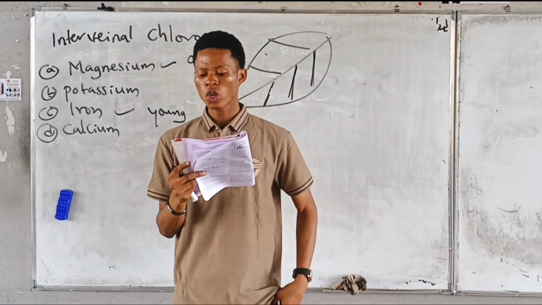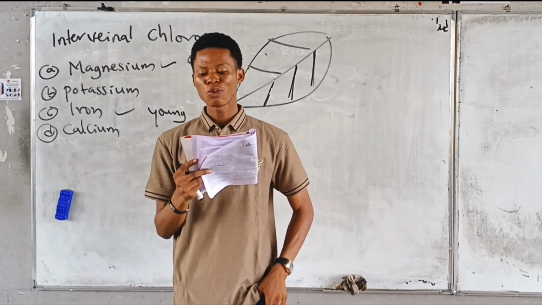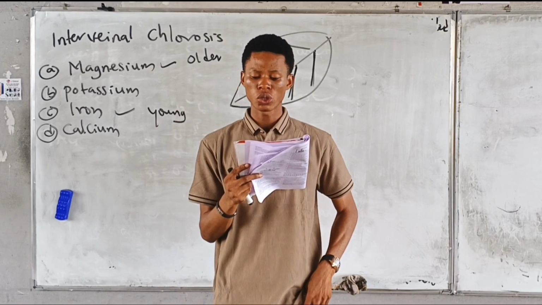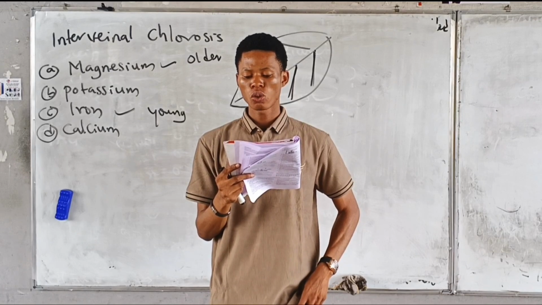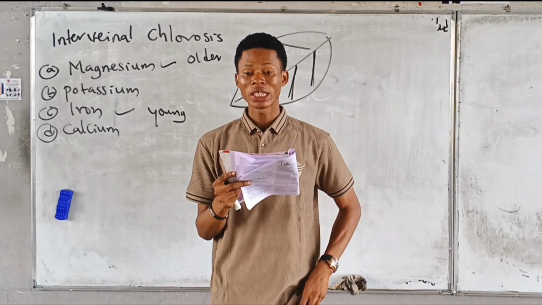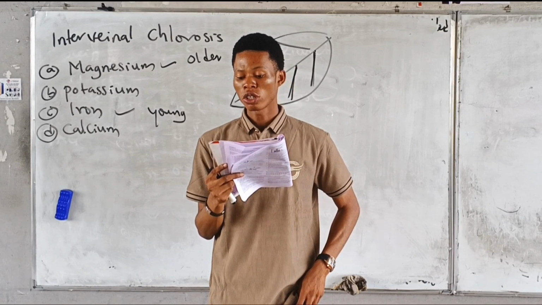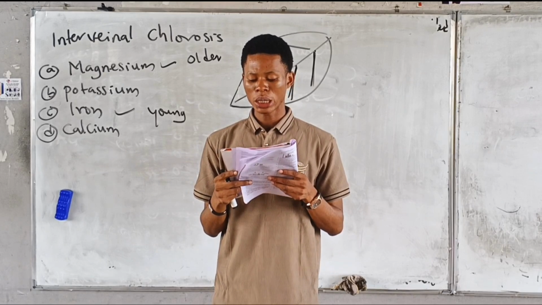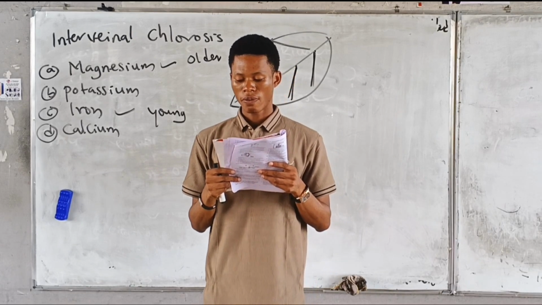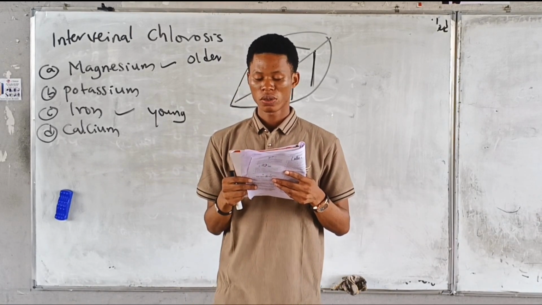Next question. A food substance was treated with a few drops of Sudan 3 solution and a red coloration was obtained. The food contained what? Fat, right? You know Sudan 3 test is test for fat.